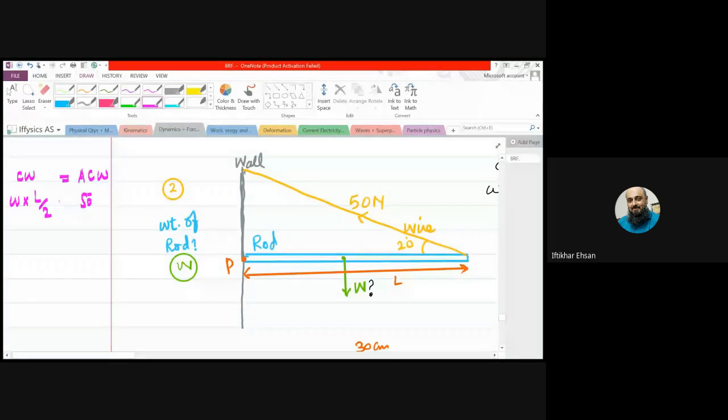And as the force 50 Newton is making an angle 20°, whenever we are having a force making some angle, the formula is F into R into sine of theta. So we will multiply F is 50, R is the length, this whole length, because here the distance is this much, and sine 20°.